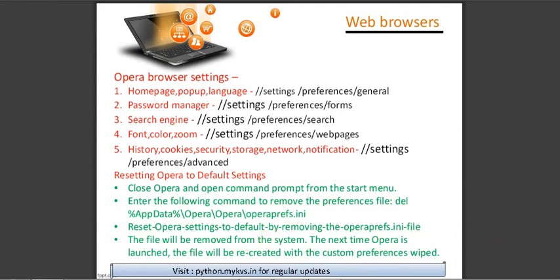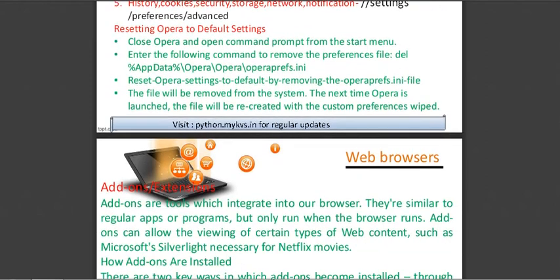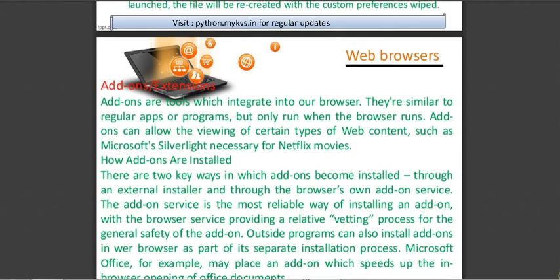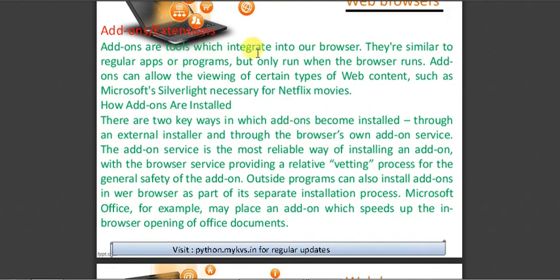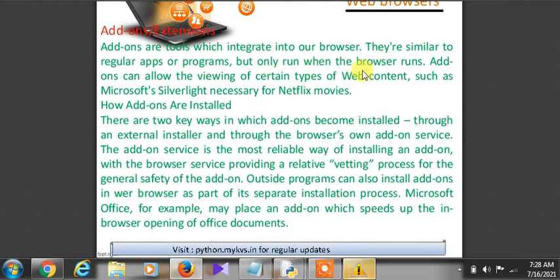Now we are coming to the add-ons and extensions. What are add-ons and extensions in a web browser? Add-ons are tools which are integrated into our browser. They are similar to regular apps or programs, but only run when the browser runs. Add-ons can allow the viewing of certain types of web content such as Microsoft Silverlight, necessary for Netflix movies.